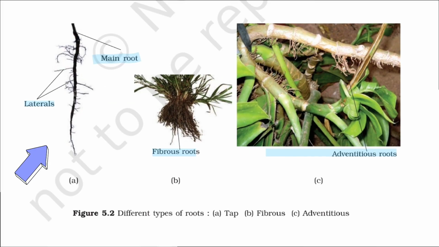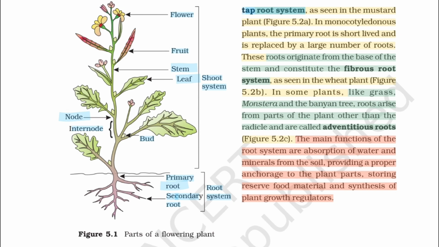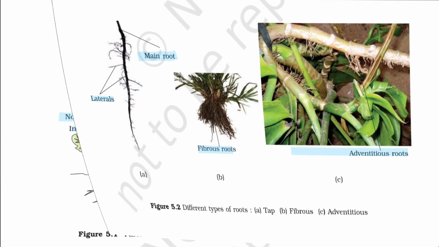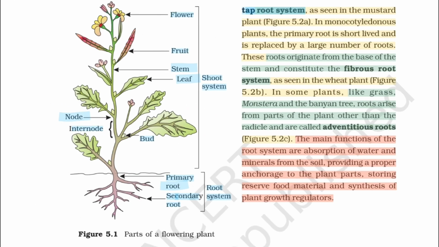In monocotyledonous plants, the primary root is short-lived and is replaced by a large number of roots. These roots originate from the base of the stem and constitute the fibrous root system, as seen in the wheat plant, figure 5.2b. In some plants, like grass, monstera and the banyan tree, roots arise from parts of the plant other than the radicle and are called adventitious roots, figure 5.2c.